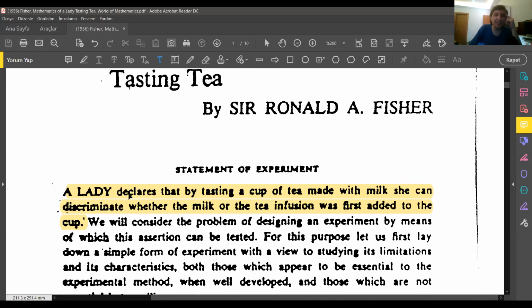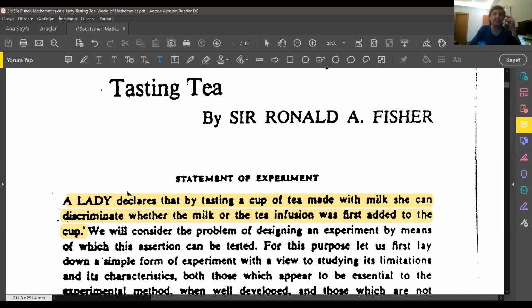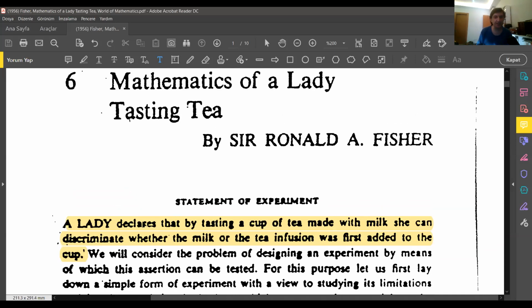Okay, so whether fictitious or real, the event explained by Fisher here is this. A lady declares that by tasting a cup of tea made with milk, she can discriminate whether the milk or the tea infusion was added first to the cup. So the idea is somebody comes and says that if you have a tea with milk, you just give it to me, and when I taste it, I can say whether tea or milk was added first. It's a kind of interesting suggestion.